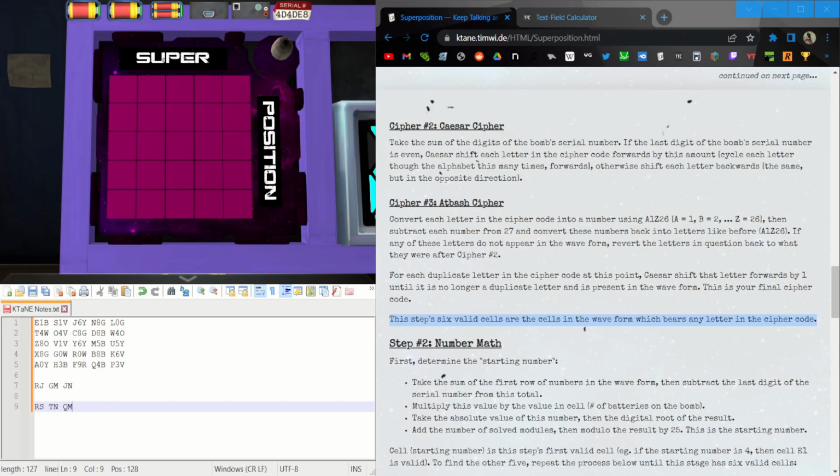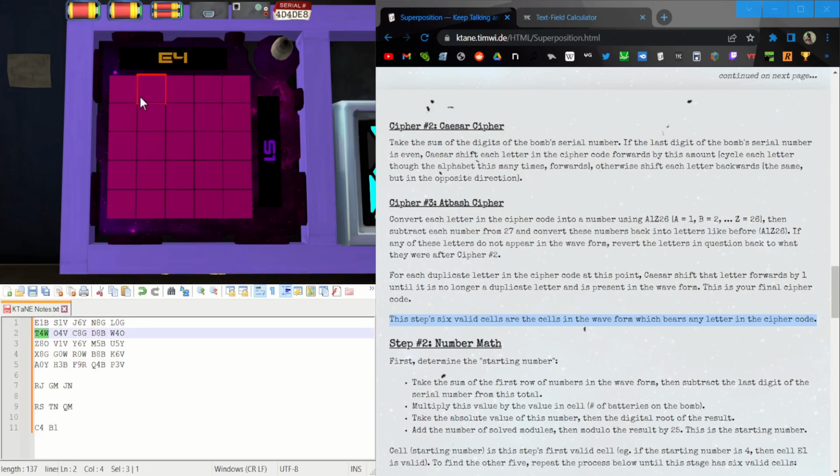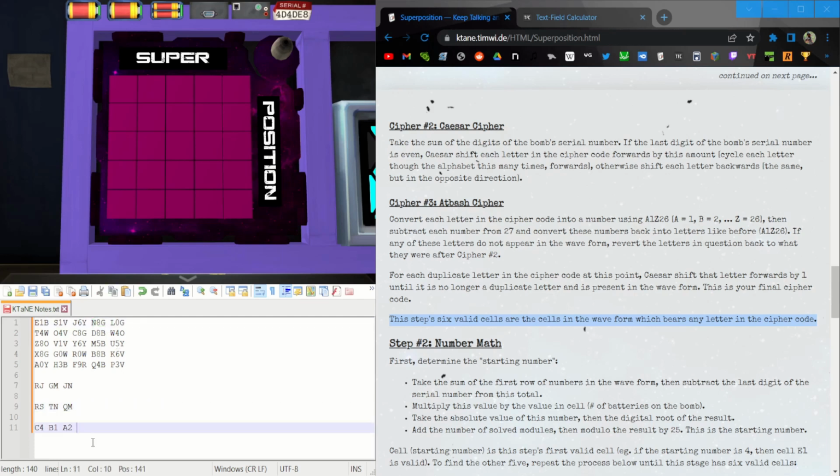6 cells. So we need to find the cell that has Romeo for its letter. That is this one right here. I'm going to mark it as Delta, that's Charlie 4. And Sierra is this one, so Bravo 1. Tango is this one, and I'll prove it like Sierra. As you can see, Sierra and Tango and Romeo. This is Alpha 2. Then November, which is this one, so Delta 1.